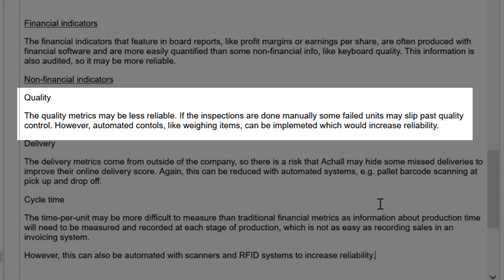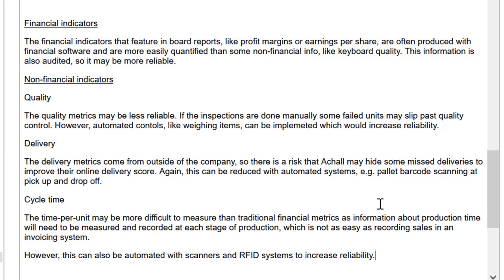Quality. The quality metrics may be less reliable. If the inspections are done manually, some failed units may slip past quality control. However, automated controls, like weighing items, can be implemented which would increase reliability. I've made my point, and I've tried to frame that point in the context of a manufacturing company. I'm confident I'm earning a mark there.